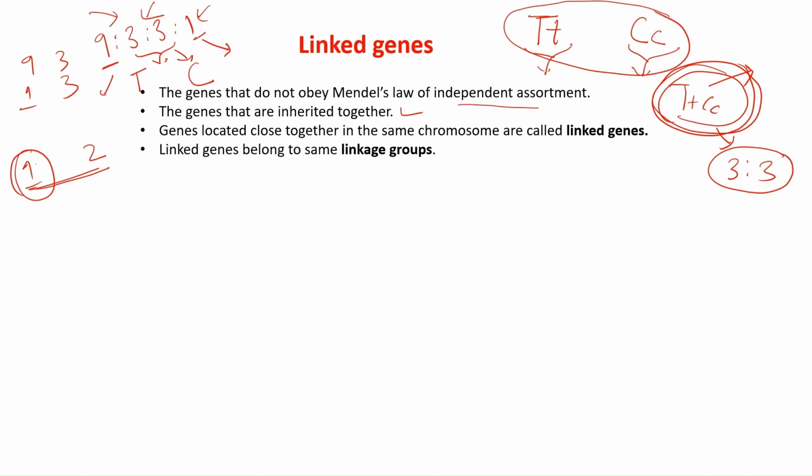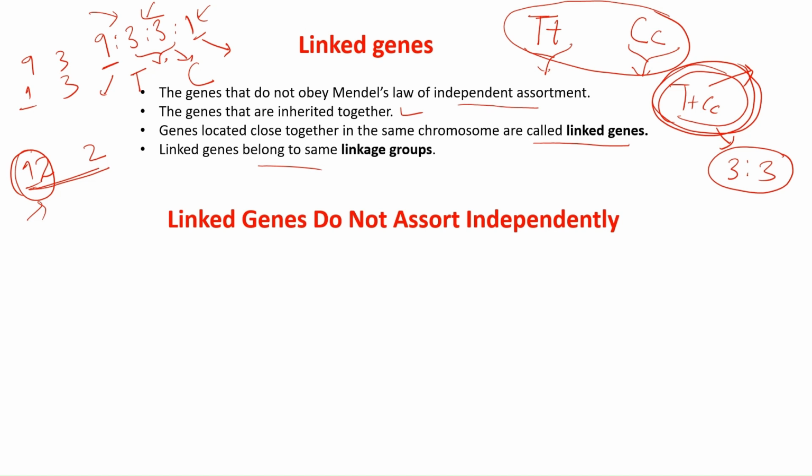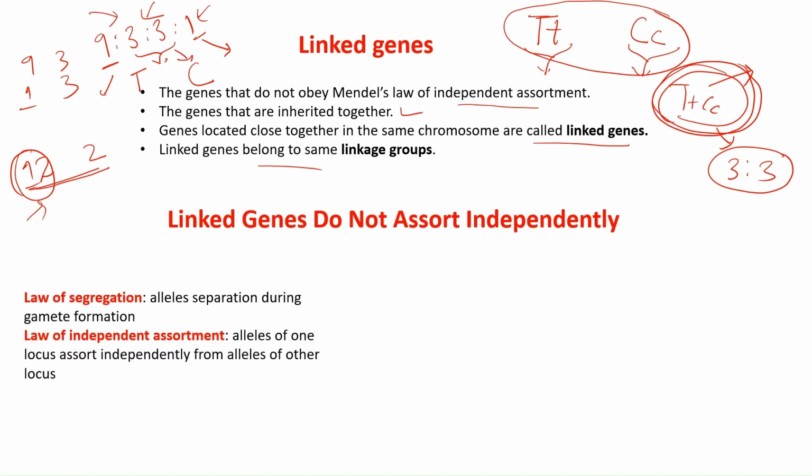But if the two are present inside this circle, for example, too close or too tightly packed with each other, then recombination cannot happen. These genes are located close together on the same chromosome. They are called linked genes, and linked genes belong to the same linkage group. Now, linked genes do not assort independently.